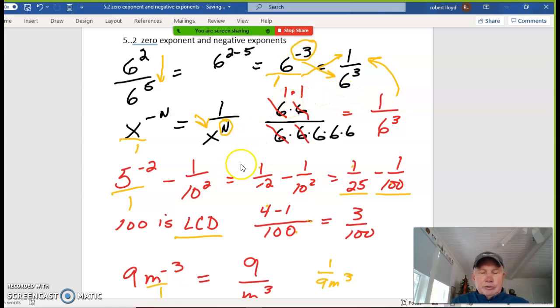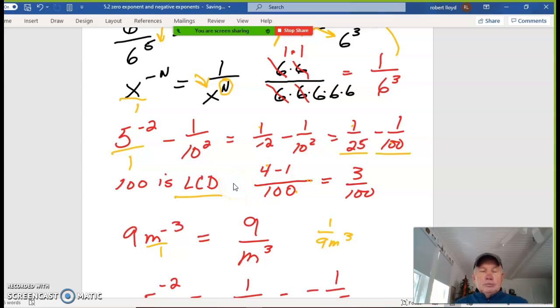The same goes with numbers. So if we have 5 to the negative 2 power, it has to change position. So when it does that, we would have 5 to the positive 2, and then 1 over 10 squared. So the 5 squared is, or denominator is 1/25 minus 1/100th.